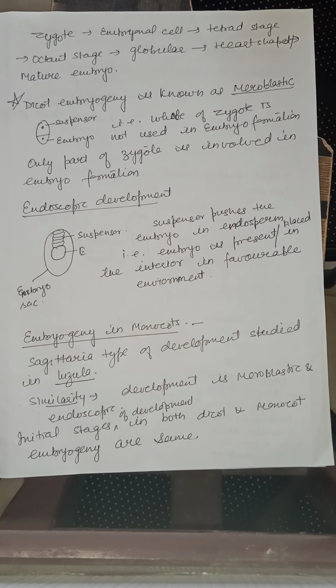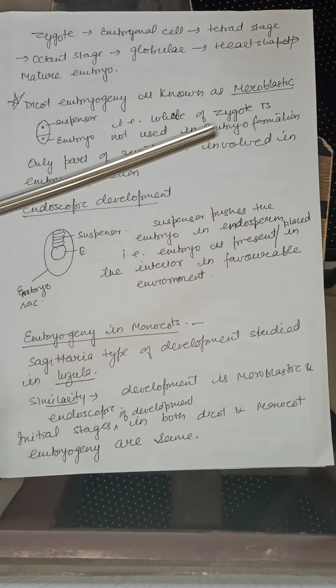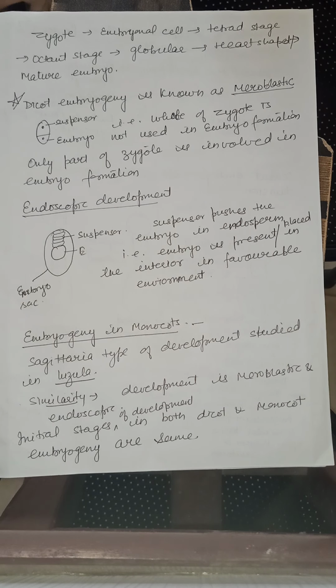Because the whole of the zygote is not taking part in the formation of the embryo, the bigger cell is forming the suspensor, whereas the smaller cell only forms the embryo. See, suspensor and embryonal cell. That is, the whole of the zygote is not used in embryo formation. Only part of the zygote is involved in embryo formation.